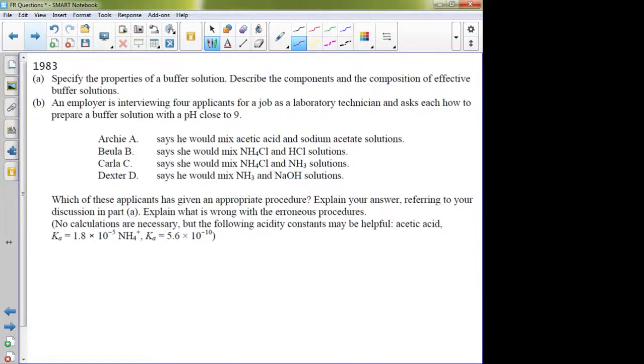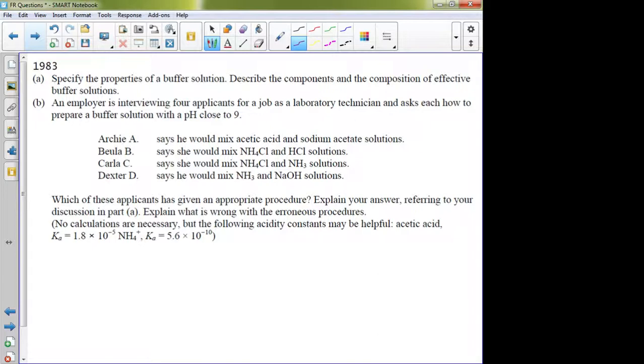Alright, so let's talk about 1983. It says specify the properties of a buffer solution, aka what does a buffer solution do? We already talked about this. What does a buffer do? Resist a change in pH. Excellent. So that's what you would write for the properties of a buffer. If they ask you for the properties of something, they're asking you what does it do. It resists a change in pH. Okay. Describe the components and the composition of an effective buffer solution.